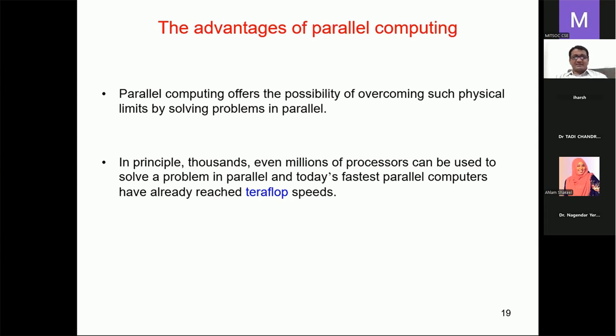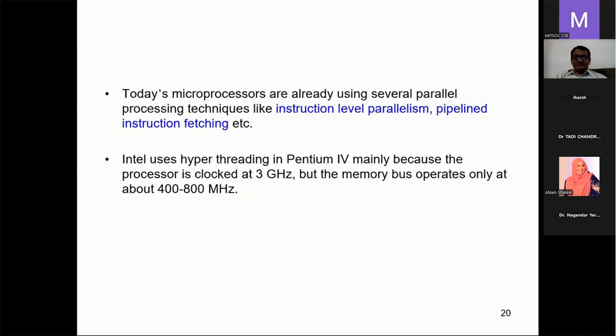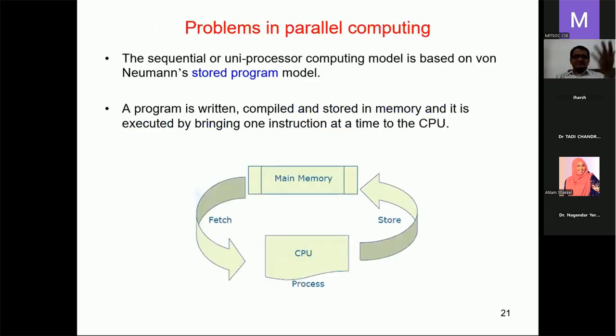The advantage of parallel computing, as we already talked about, is that we are getting speed in teraflops. But now our objective is to do better than this. There is a concept of hyperthreading in Pentium, and recently all our processors come with a hyperthreading mechanism. But again, it has the same limitation of requiring more and more cooling mechanisms. Is it clear?